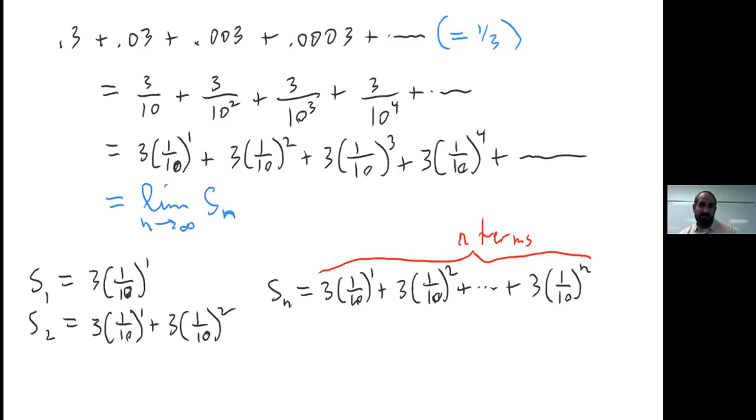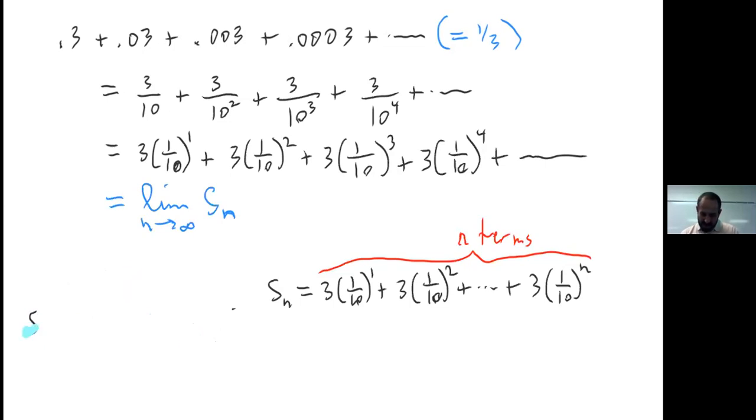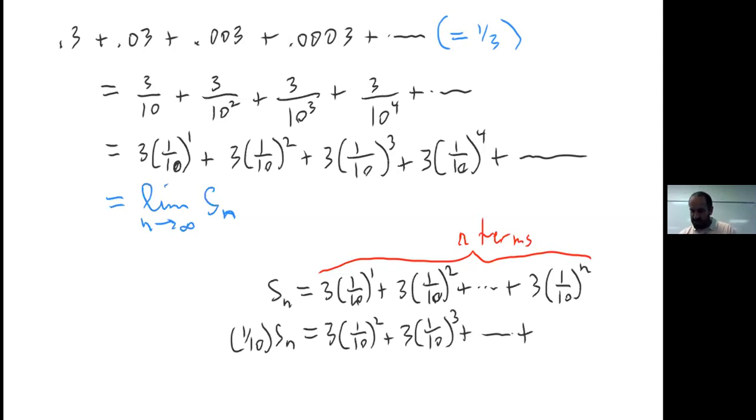What did we do last time? What was the one thing we did that was clever? I'm going to erase some of this stuff. You multiplied by the common ratio. So if we take a 10th and multiply it by Sn, what are we going to get? 3 times a 10th squared plus 3 times a 10th cubed plus ... plus, what's the last term going to be? 3 times a 10th to the n plus 1.